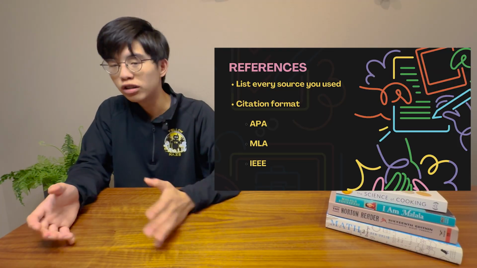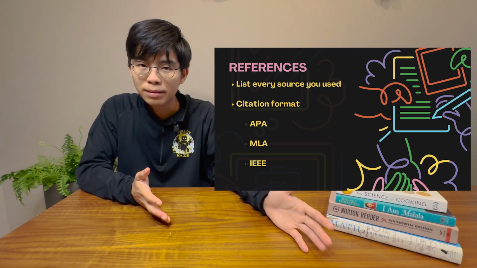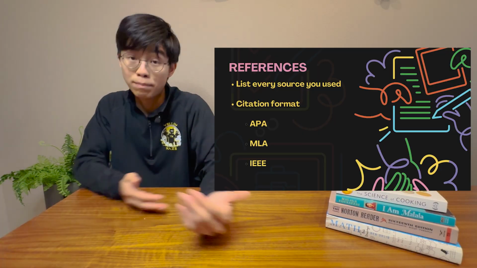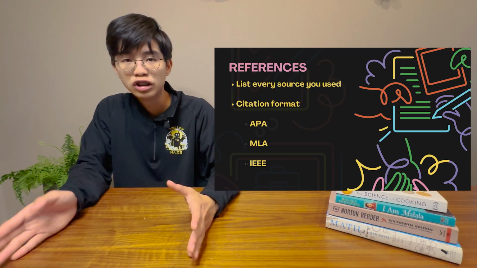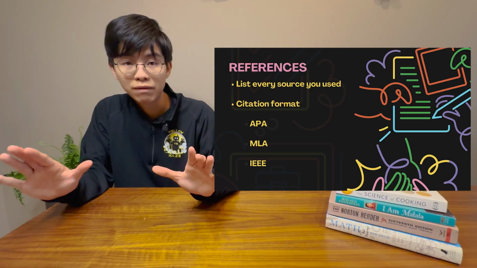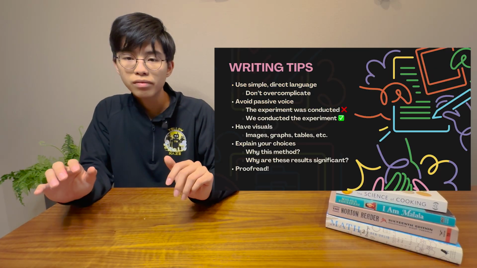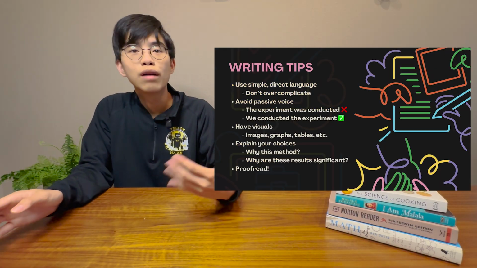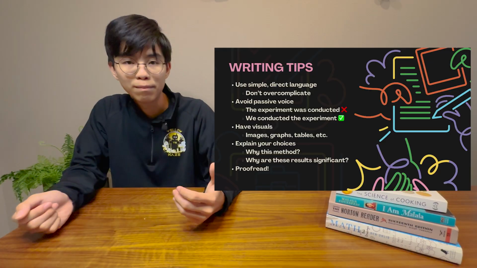That should be obvious, right? Don't make half of the citations APA and then another half MLA and then a bit of it IEEE. That makes no sense. Just keep everything organized and keep everything in the same style. So now that we've gone over every single part, let's go over some quick writing tips.